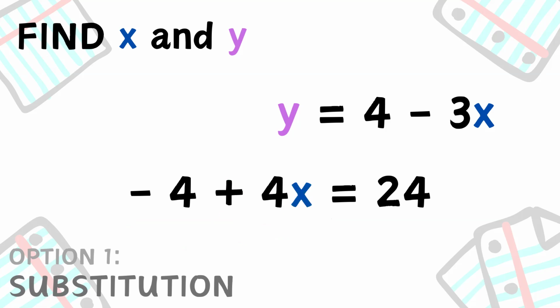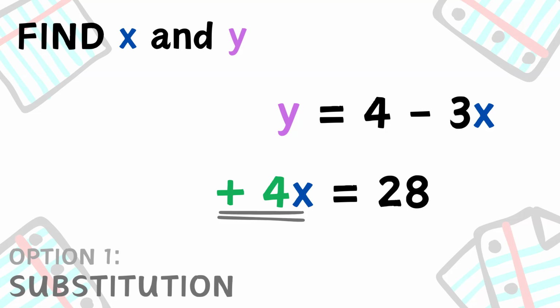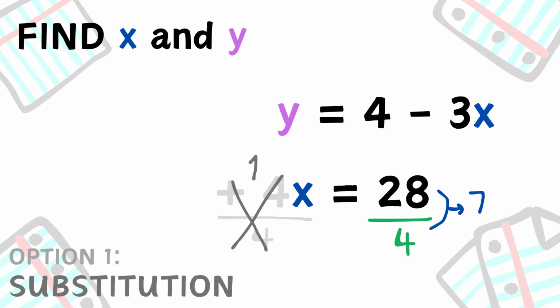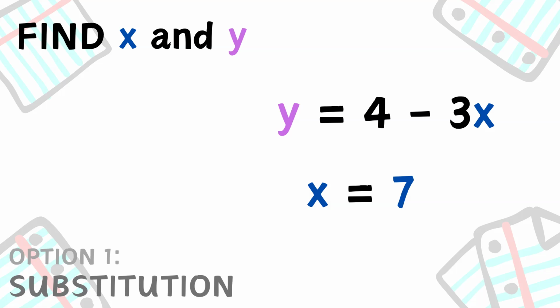To get rid of the negative 4, we add 4 to both sides, which gives us 4x equals 28, and we can get rid of the 4 coefficient by dividing both sides by 4, and we find that x equals 7. Great! So now we know x, which means we can now solve for y. We know that y equals 4 minus 3x. X is 7. So y equals 4 minus 21, which is negative 17.